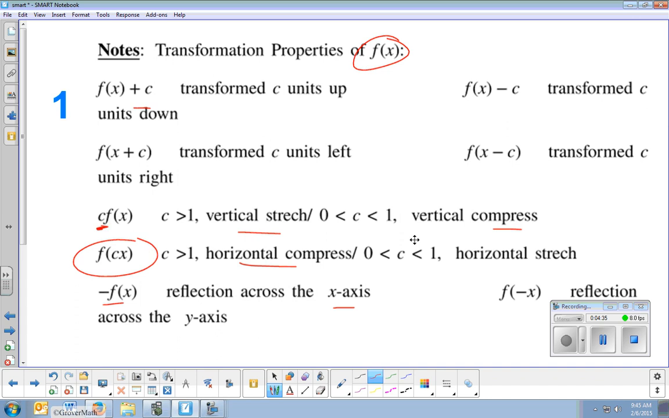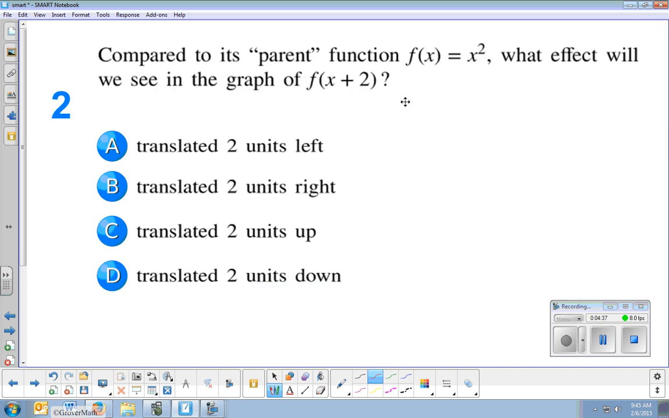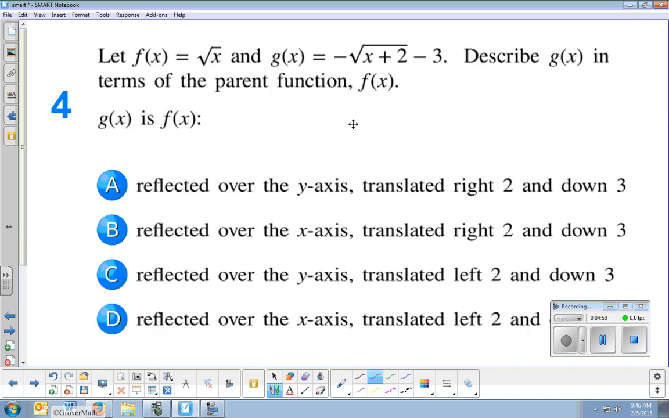So a couple quick questions, and this is typically what these questions will look like. Here's x squared. What happens when I do x plus 2? Well, inside plus is left. So let's just translate left 2. So it's really just remember the rules. How about this one? Minus 3 on the outside means down 3. D. Very simple.